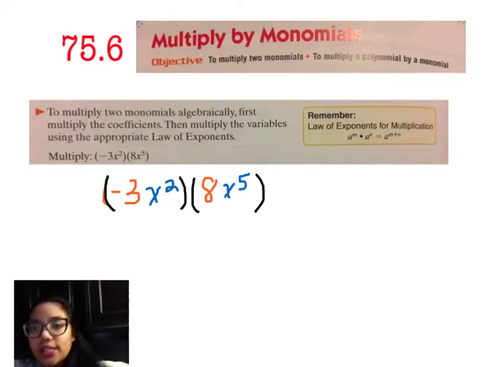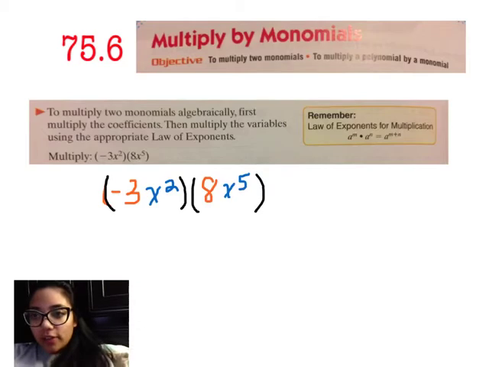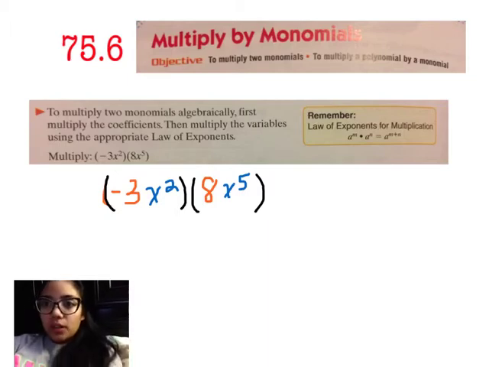Alright, so this is Chapter 5, Lesson 6, Multiply by Monomials. Your objective is to multiply two monomials or to multiply a polynomial by a monomial. So, to multiply two monomials algebraically, first multiply the coefficients, then multiply the variables using the appropriate law of exponents.